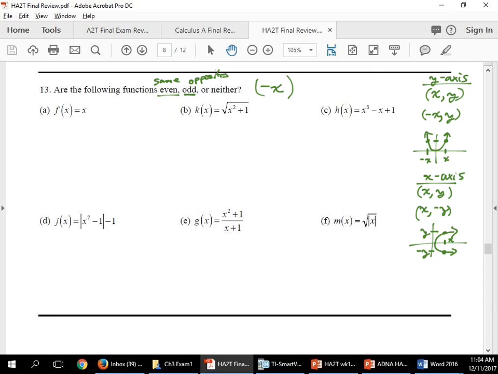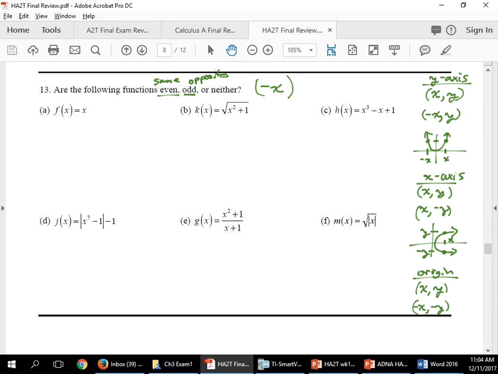What's the only other symmetry that we haven't talked about? Origin. And we know that if we plug in negative x and we get the opposites, then that means we have symmetry about the origin and we have an odd function. So let's say if we plug in x, we get y, but then when we plug in negative x, we get negative y. That is symmetry about the origin. But this isn't talking about symmetry. It's saying, is it even, odd, or neither?